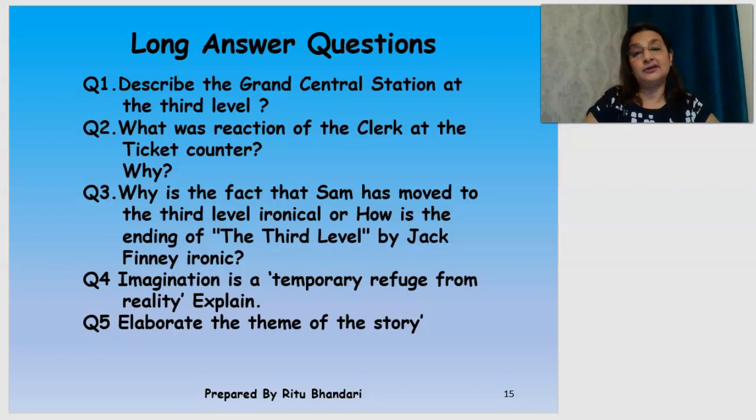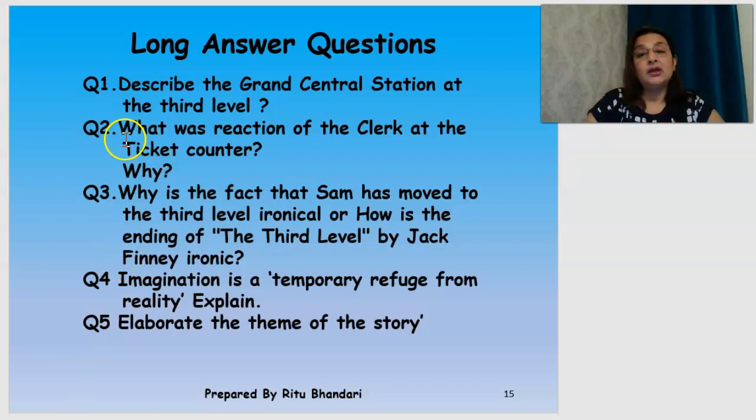So in the third paragraph you can write that the Grand Central Station was very different from what it appeared on the second and the first level. It described a different era.